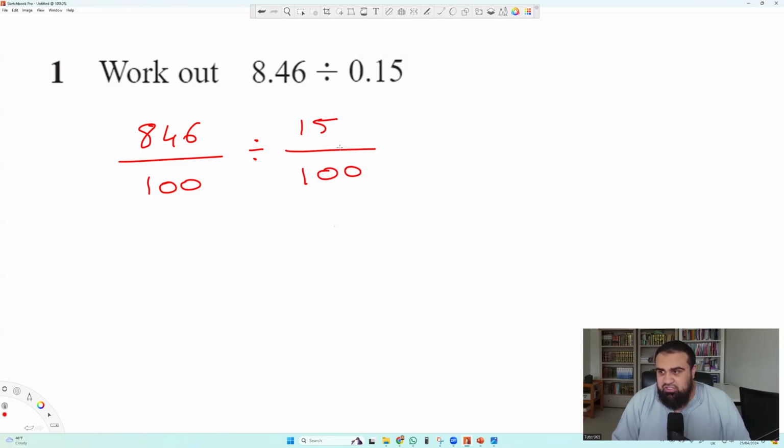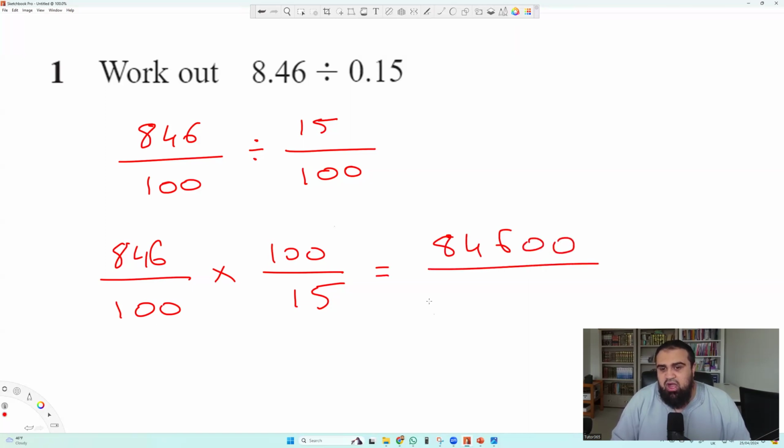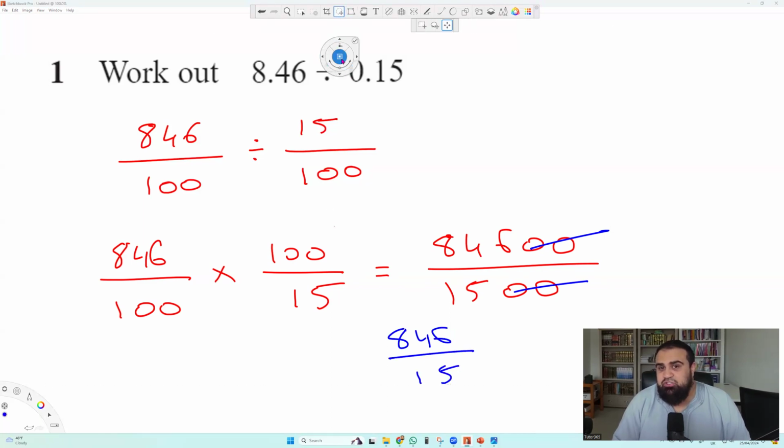And then you use keep, change, flip. Okay, so you've got keep, change, flip. So now you've simply got 846 times 100, which is just 846 with 2 extra zeros. And you've got 100 times 15, which is just 15 with 2 extra zeros, right? So now you can cancel out these zeros. So what you technically have is 846 divided by 15. And this is much more manageable.